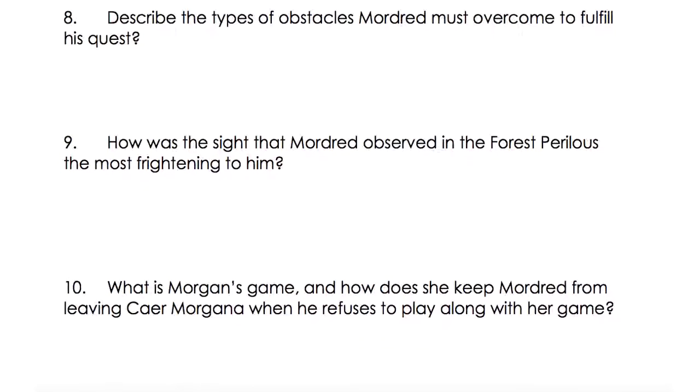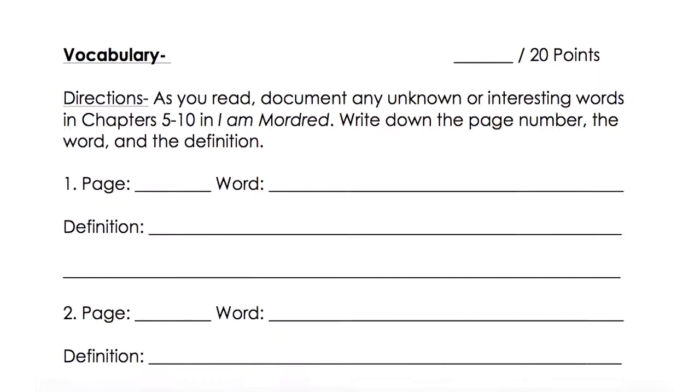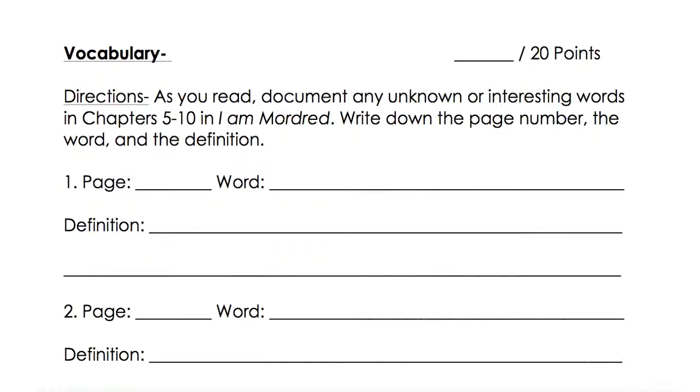Now, when we continue on here, you have your vocabulary section. So again, you're writing down 5 vocabulary words from the 6 chapters that we will be reading, and then you will document the page number, the word, and then you will find an appropriate definition.